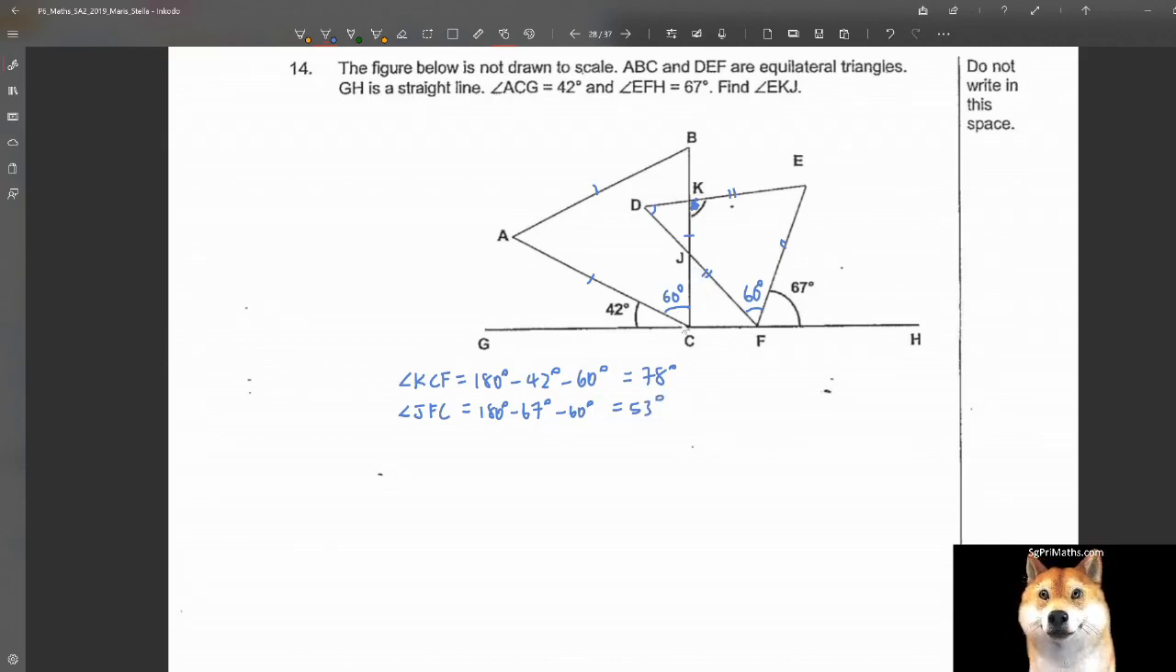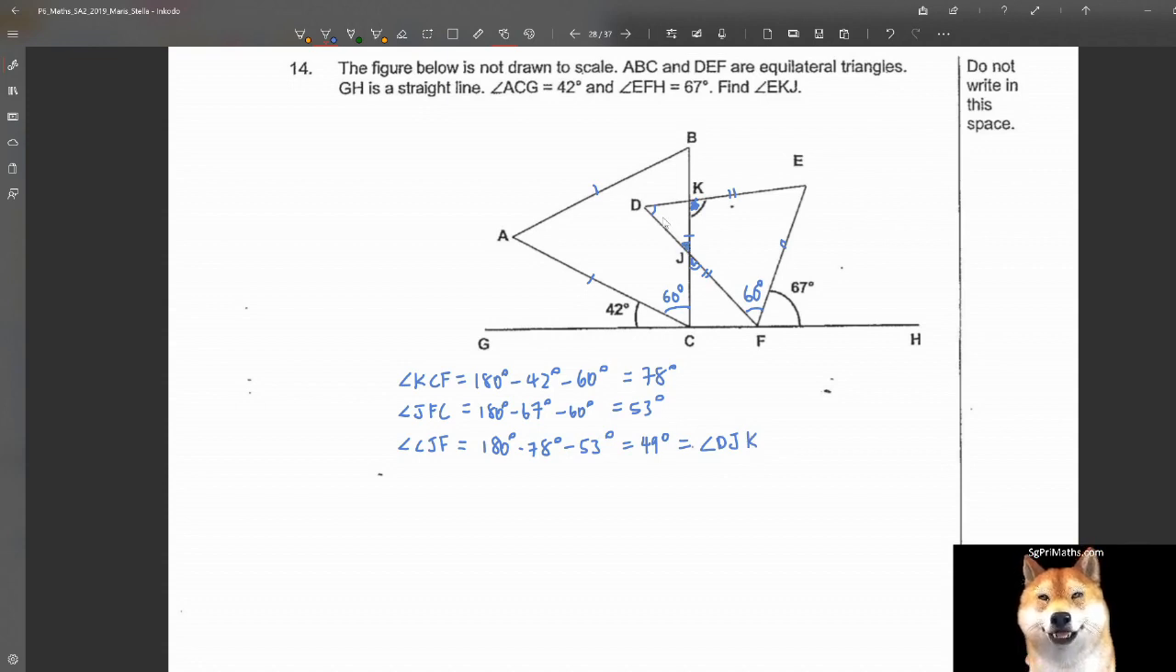Okay, then we can now find angle CJF, this angle here, which is the same as this angle. It equals, angles in a triangle, 180 degrees, you minus off this one, which is 78 degrees, you minus off this one, which is 53 degrees, you will get 49 degrees. And CJF is equal to angle DJK.